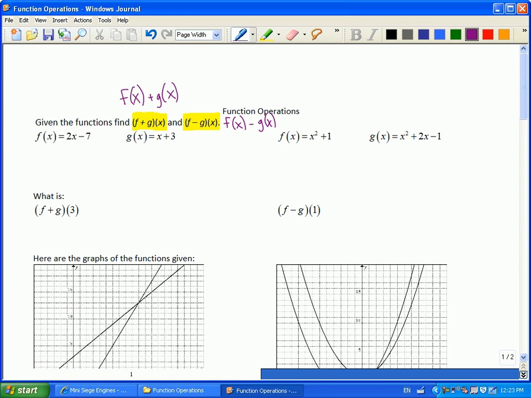Let me show you how it works. Here's f of x and g of x. So if I wanted to find both the sum and the difference, I'll use that notation just to get you used to it. F plus g of x, that's going to be the function f of x, so 2x minus 7, and I'm going to add to it x plus 3. So the new function that I get would be 3x minus 4.